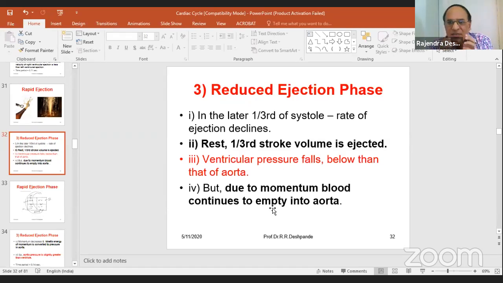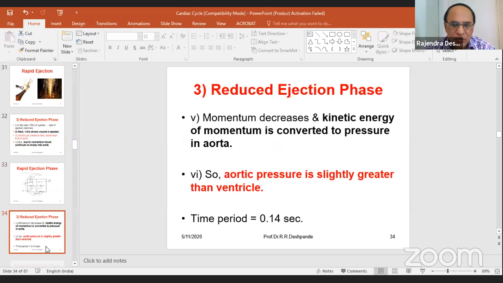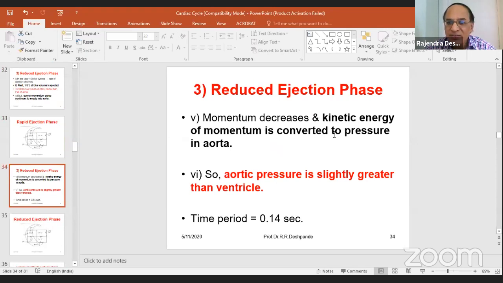You understand? First there is a pressure. Suppose I am throwing my toy car on the road. I have released my pressure, but due to the momentum it goes slowly further. So due to the momentum also, the blood continues to go into the aorta. So here I am showing again. This is the rapid ejection phase, and afterwards more blood goes to the aorta. So the remainder is the reduced ejection phase. Momentum decreases, and the kinetic energy of momentum is converted to the pressure of the aorta.